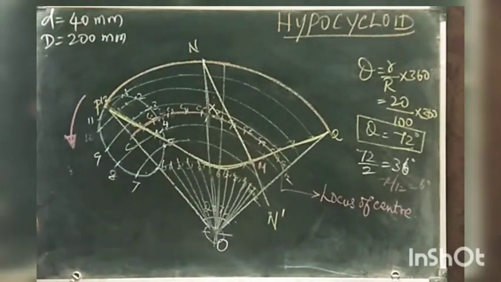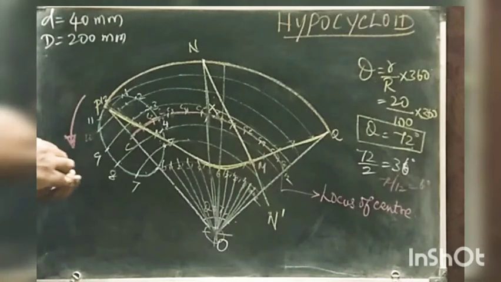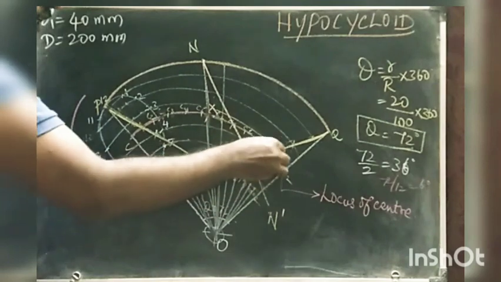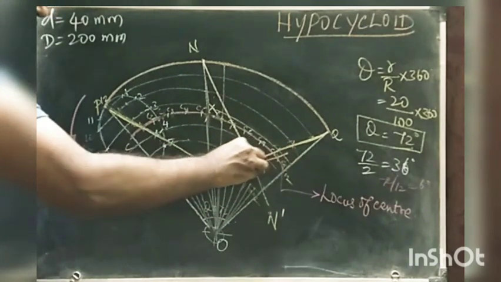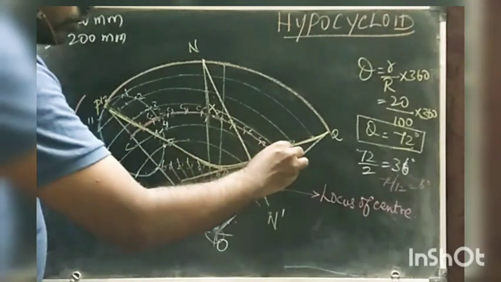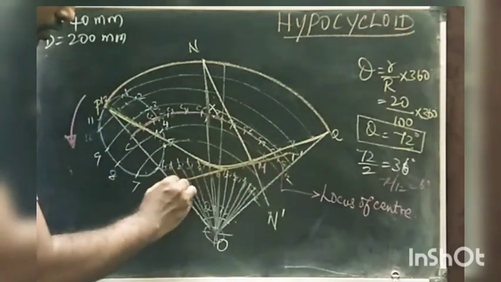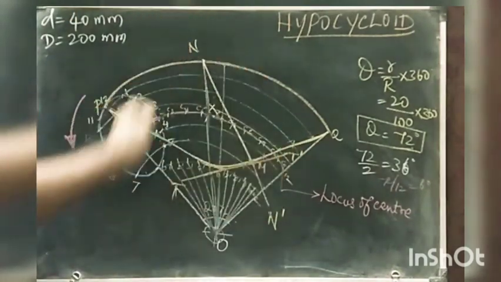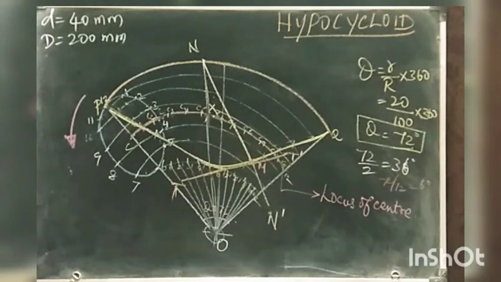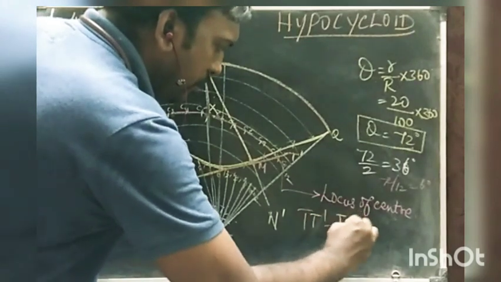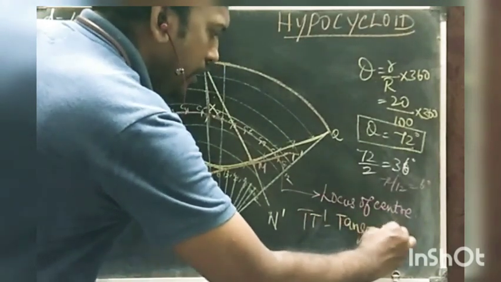For this normal line, just draw a tangential line in such a manner that it is perpendicular to it. Draw it until it touches the circumference of this hypocycloid curve. This point is known as T dash, let it be T. This TT dash is called the tangential line and NN dash is the normal line for this hypocycloid curve. So finally make a note of it: the TT dash is a tangent and NN dash is a normal.